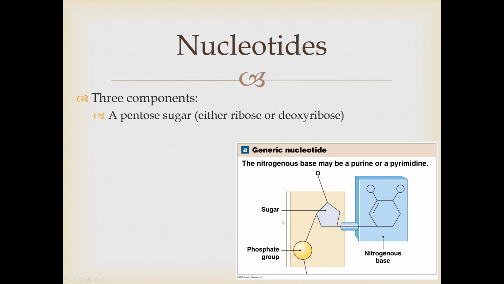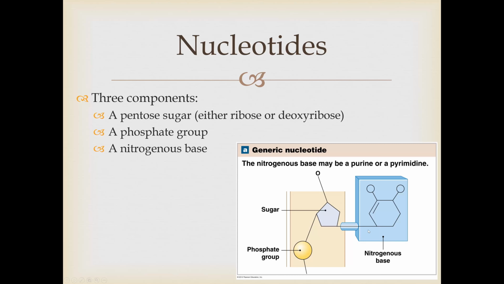A nucleotide, again, is the monomer or subunit of a nucleic acid, and there are three components. There is a pentose sugar, which is shown by the little light gray pentagon here. This sugar is either ribose in RNA or deoxyribose in DNA. There is also a phosphate group that is attached to the sugar.